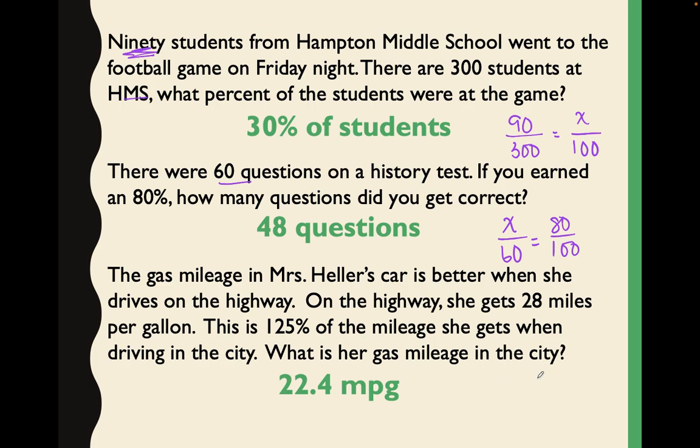And lastly, we are calculating the gas mileage in the city for Mrs. Heller's car. And the highway is 28 miles, which is 125% of the city mileage. So that's 28 over x equals 125 over 100. I know that the highway goes on top with the 125% because it says on the highway she gets 28 miles per gallon. This is 125%. So the 28 is 125%, which means they have to be both on top of the proportion.